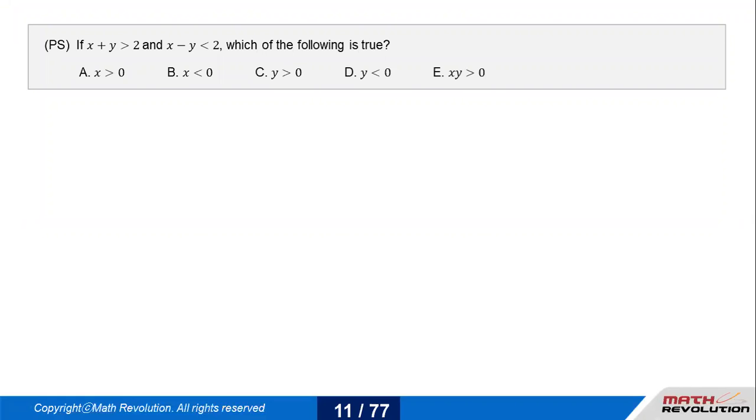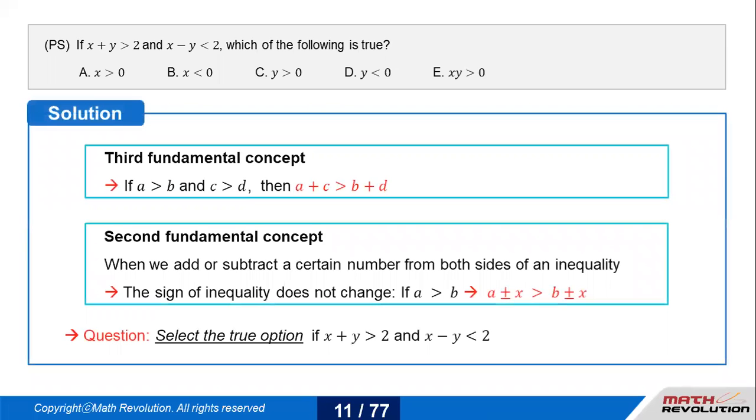It says X plus Y is greater than 2 and X minus Y is less than 2. Which of the following is true? Now I don't want any one of you to put numbers, thinking about X and Y as a number, because how many possible combinations would you take? So in this scenario, we know that the third fundamental concept says that if A is greater than B and C is greater than D, then A plus C would be greater than B plus D. Secondly, it also says that A plus minus X would be greater than B plus minus X if A is already greater than B. So our question is X plus Y is greater than 2.